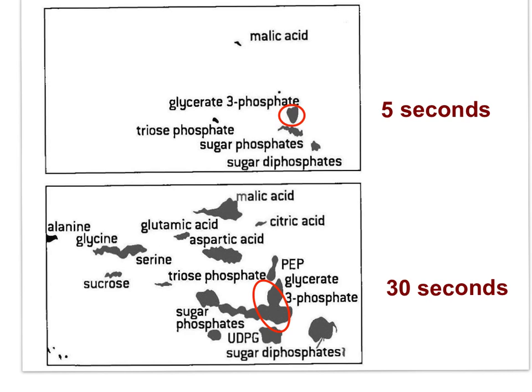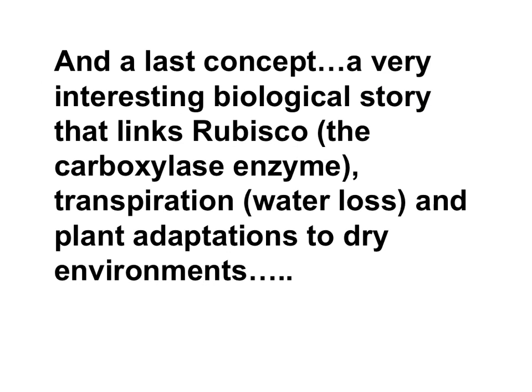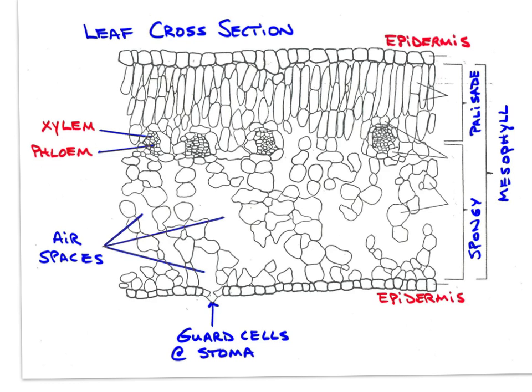And now, on to a last concept, a concept that focuses on Rubisco, the enzyme that fixes carbon dioxide to RuBP. And so the last concept, it's a very interesting biological story that links Rubisco, the enzyme that joins carbon dioxide to RuBP, and transpiration and plant adaptations to dry environments. This is a cross-section of a leaf. We know that these cells are densely packed and full of chloroplasts and function very heavily in photosynthesis. We know that CO2 enters the leaf through stomata.